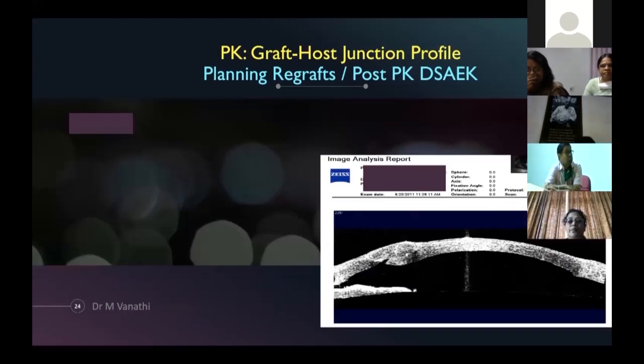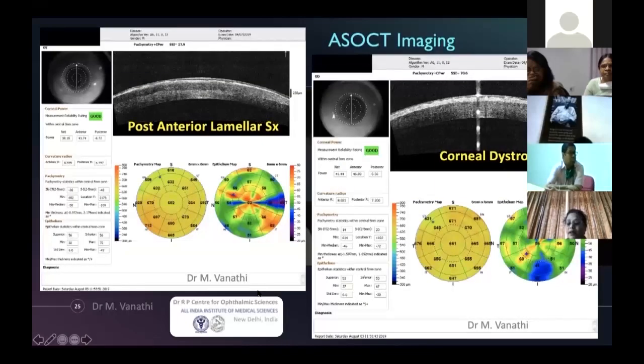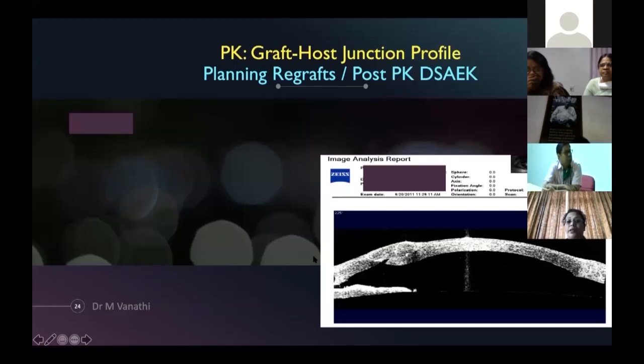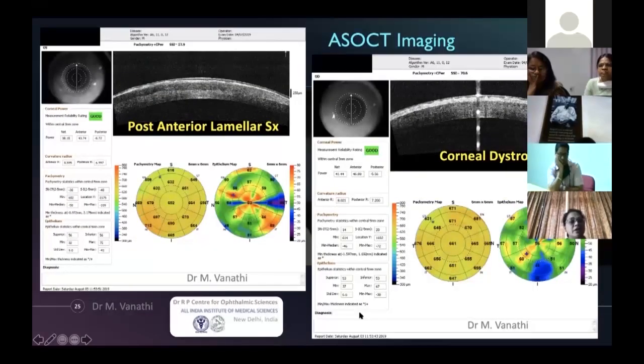When you look at post-PK patients, looking at your graft profiles is something which is really helpful in imaging. If you're planning regrafts, depending on the size and your graft profiles, the inner edges, especially if you're planning endothelial surgery or DSEK following post-PKs, this imaging comes in very useful. Again, anterior segment OCT is one of the most important tools when you're planning anterior lamellar surgeries and endothelial surgeries in dystrophies.